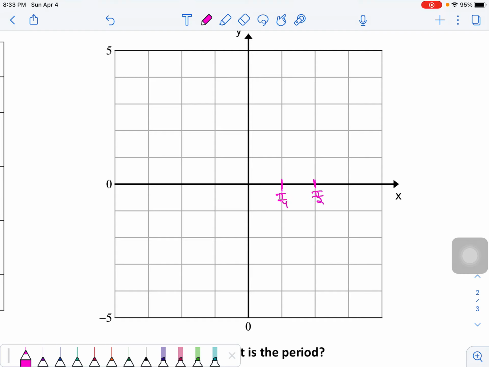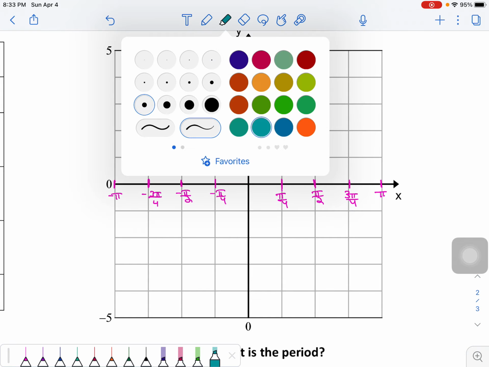This is going to be pi over 2, pi over 4, 0, negative pi over 4, and negative pi over 2. Now, I'm going to go ahead and think forward a little bit more, and I'm actually going to finish filling these out. So this is going to be 3 pi over 4 and then pi. There is a method to the madness. 3 pi over 4 negative and negative pi. Okay, so the normal tangent curve would have vertical asymptotes.